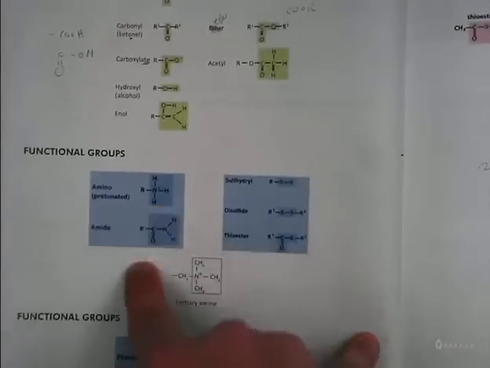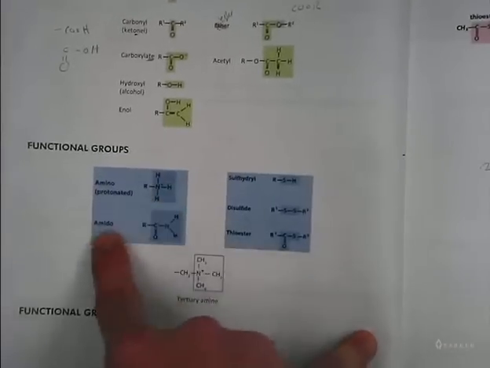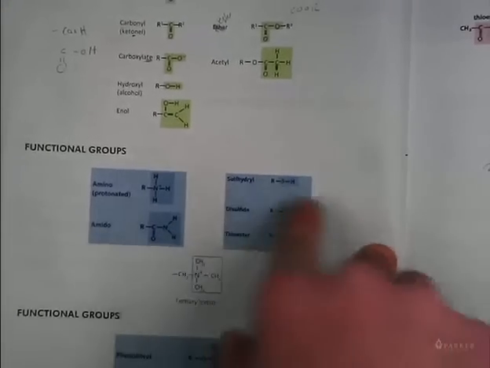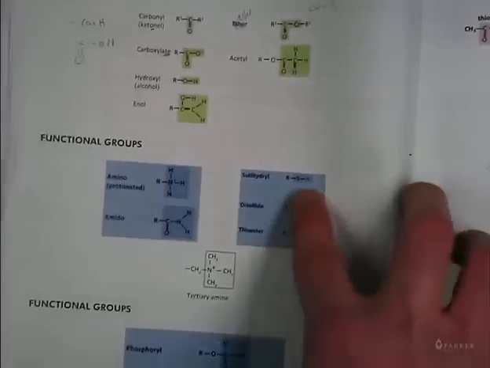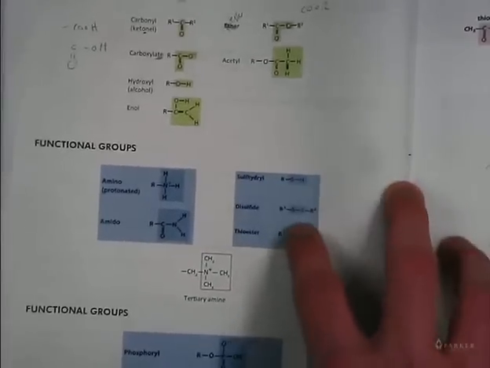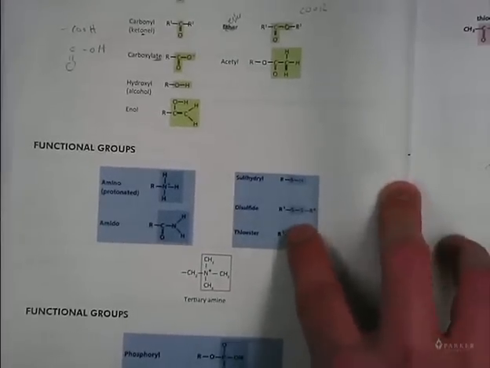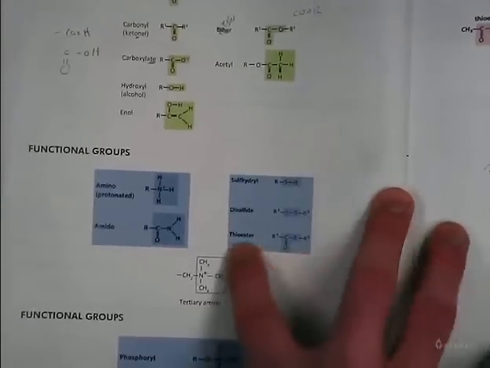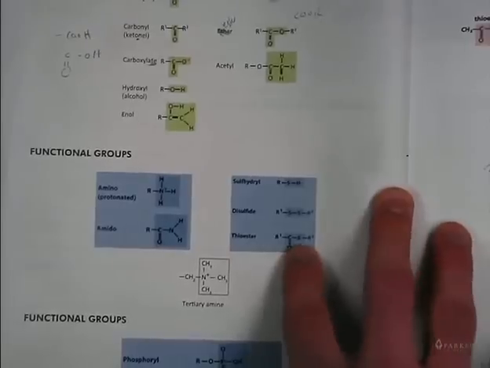Amino does not have the oxygen. Amido does have the oxygen. Sulfhydryl, pretty self-explanatory. Sulfur, hydrogen. Disulfide, pretty self-explanatory. 2 sulfurs. Thioester, it's like a regular ester, but it's replacing this oxygen with a sulfur. Thio means sulfur.